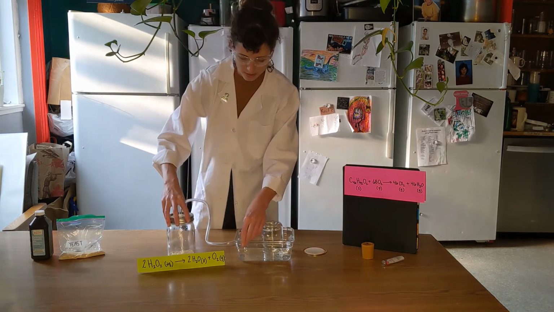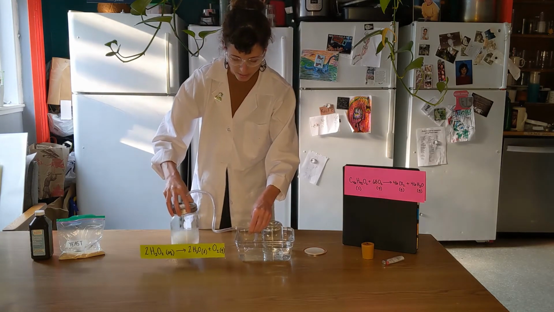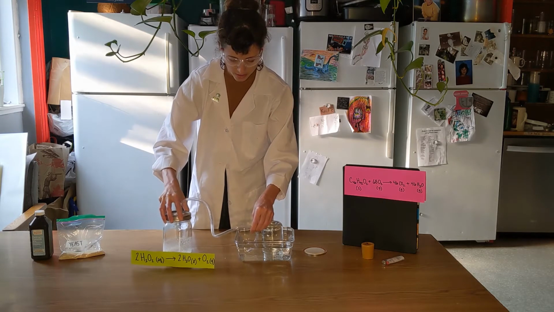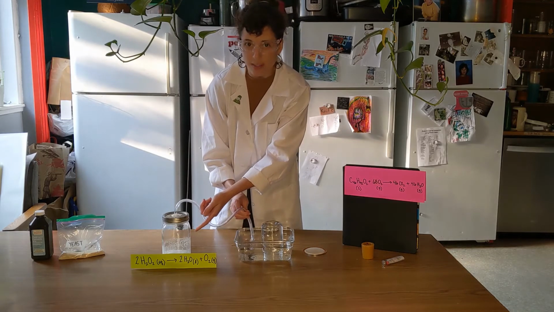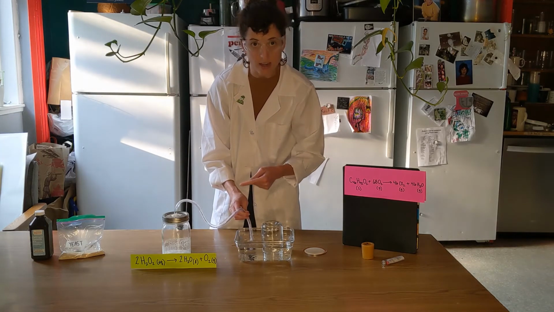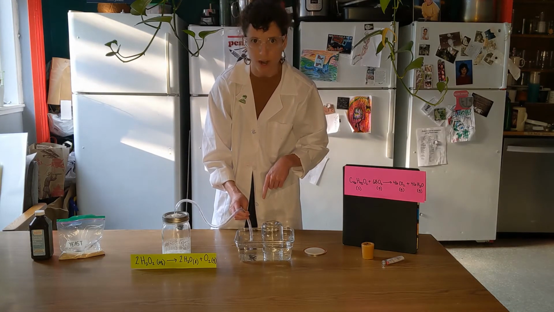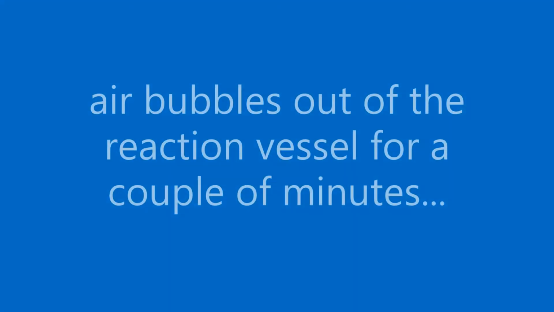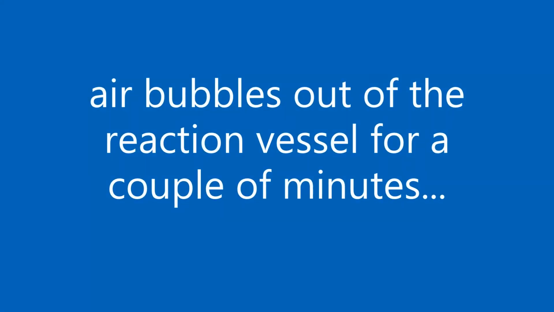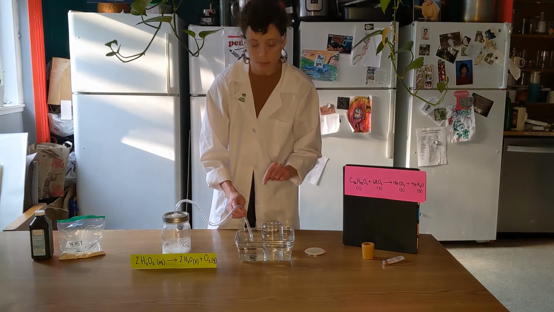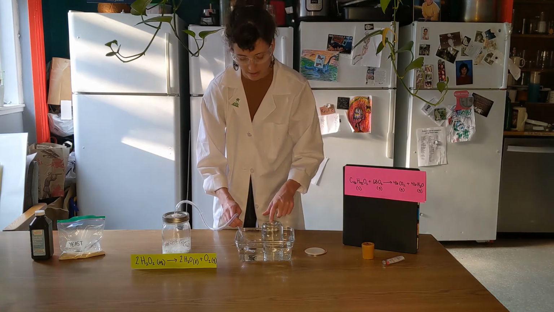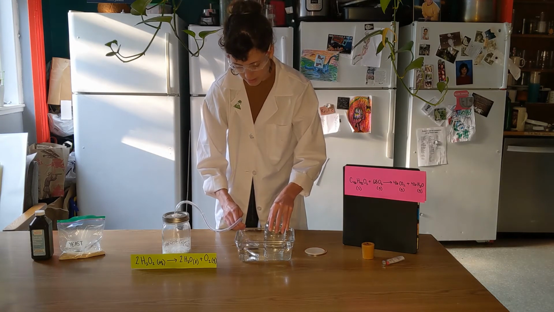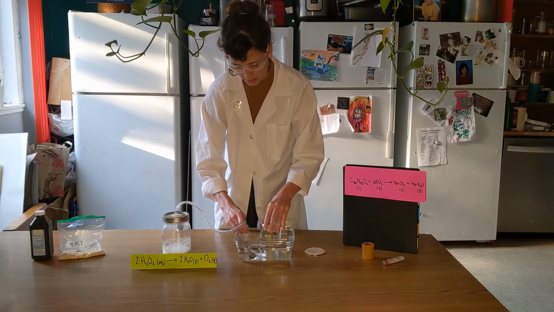And I'm going to give this a little shake to get it going, and I can already see bubbles coming out of my tube, which is great. I'm going to let it bubble for a second so that the air that was in the jar comes out before I start collecting the oxygen, because I want to collect pure oxygen. Okay, and now I'm going to put the end of the tube underneath my gas collection vessel so that I'm collecting the gas.